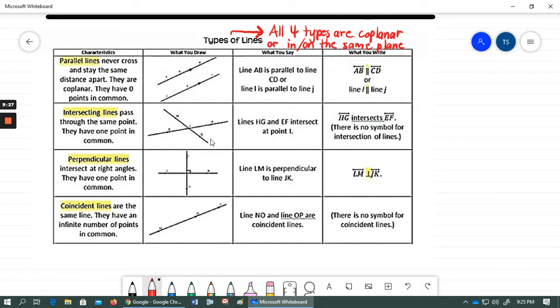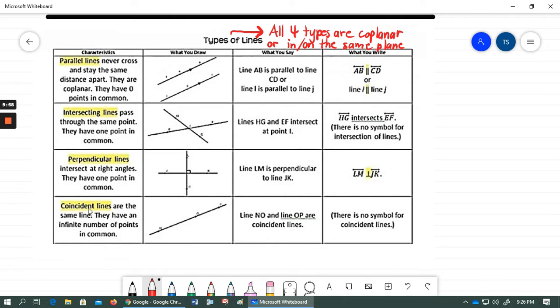All right. Perpendicular lines are types of intersecting lines that intersect at right angles. And we'll look a little bit more at perpendicular lines, even in this lesson, so that you recognize certain symbols that accompany perpendicular lines.